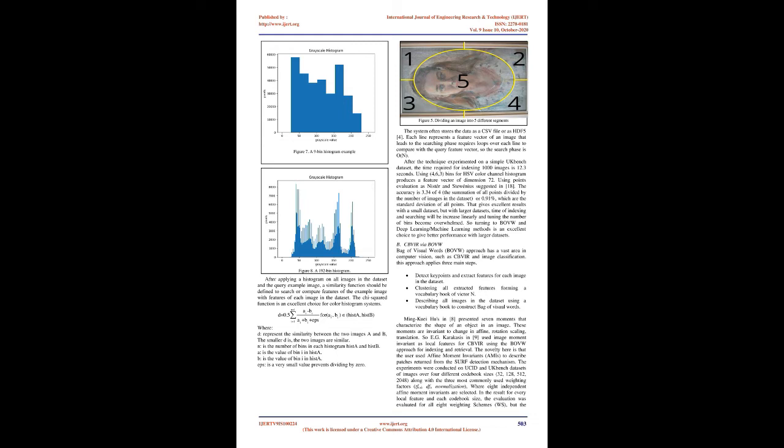The system often stores the data as a CSV file or as HDF5. Each line represents a feature vector of an image. The searching phase requires looping over each line to compare with the query feature vector, so the search phase is O(N).